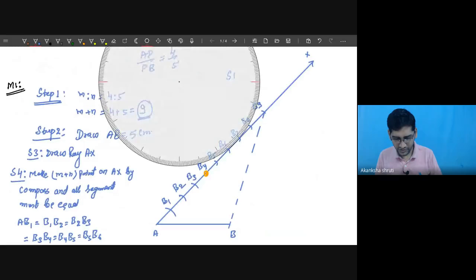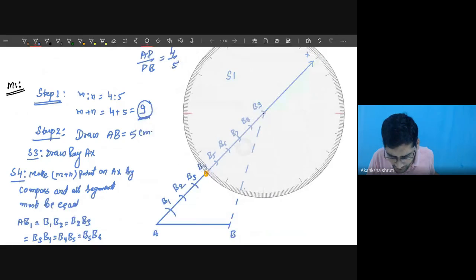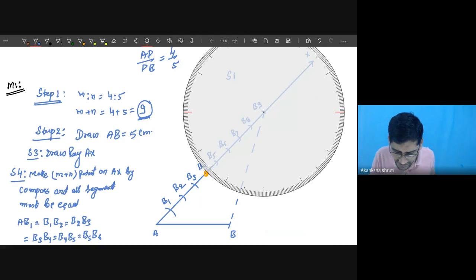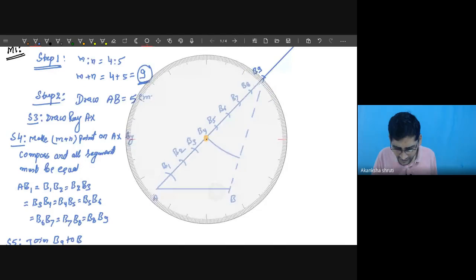What I want to say is like this one. Student, at this time we are observing this angle. How much angle is this? 25 degrees. Okay, student. So this 25 degree is at B9, but the same angle we need to make at B4.